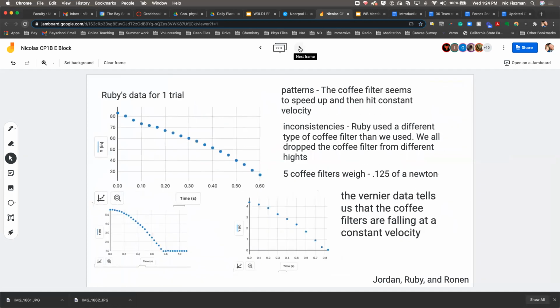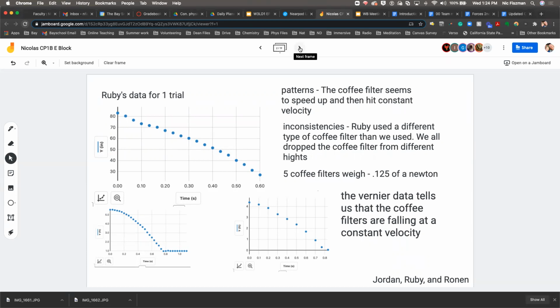Okay, so room 2, that would be Jordan, Ruby, and Ronan. For the patterns, the coffee filters seem to speed up and then hit constant velocity. And then for inconsistencies, Ruby used a different type of coffee filters than we used, and we all kind of dropped it from different heights. But our whole group used 5 coffee filters, and it weighs 0.125 of a Newton. And we learned that the data tells us that the coffee filters are falling at a constant velocity. I thought they were speeding up first. Yeah. Oh, I forgot to add that.